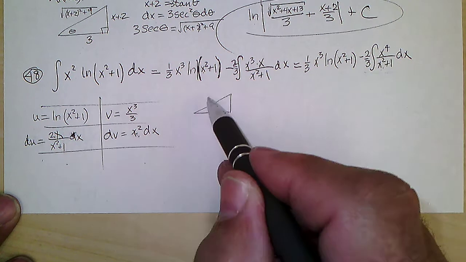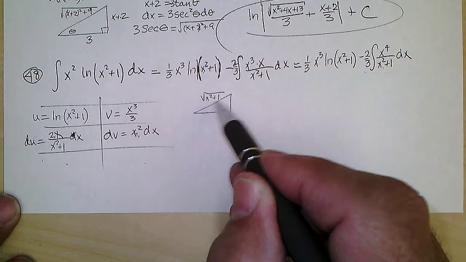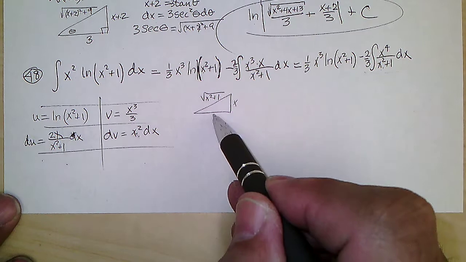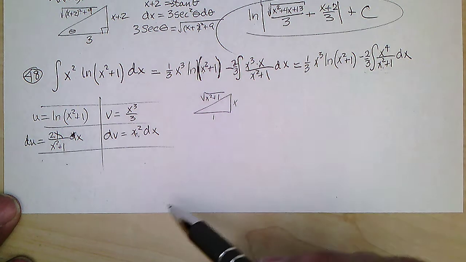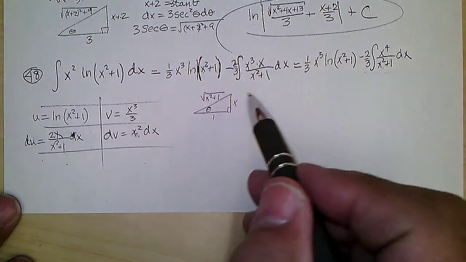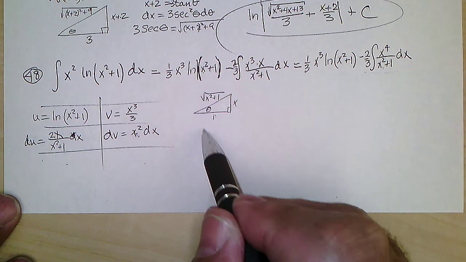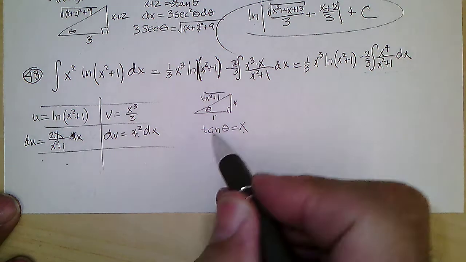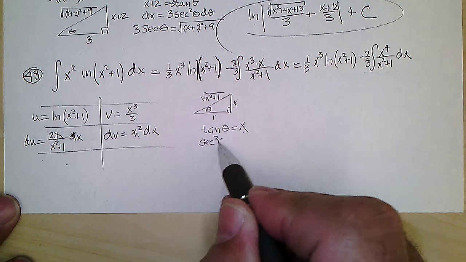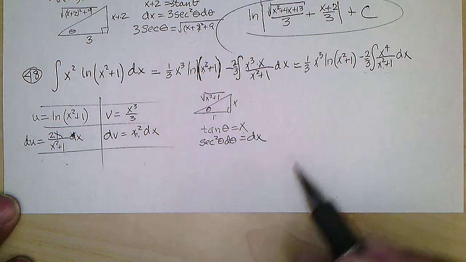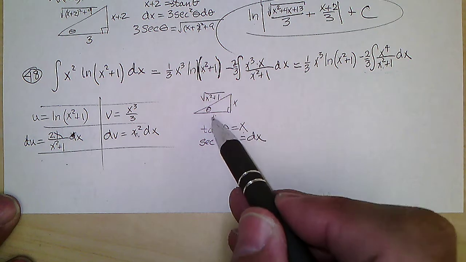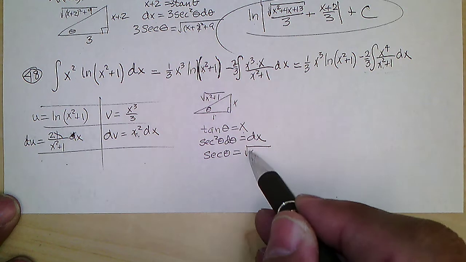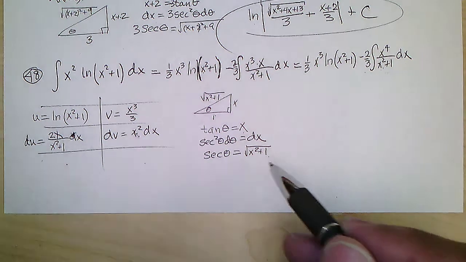And since it's x squared plus 1, I'll put the square root of x squared plus 1. They're added, so I put that on the hypotenuse. It is a square root, even though that isn't, because if I put x here and 1 here, the square root of x squared plus 1 is the hypotenuse. So therefore, the simplest expression for x is tangent of theta is x over 1. Derivative, secant squared theta d theta equals dx. The expression for the x squared would be, using the 1, secant theta equals hypotenuse over adjacent over 1.